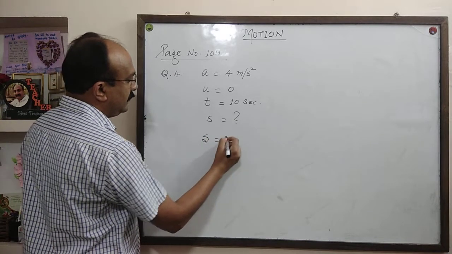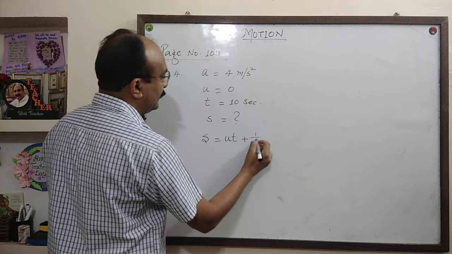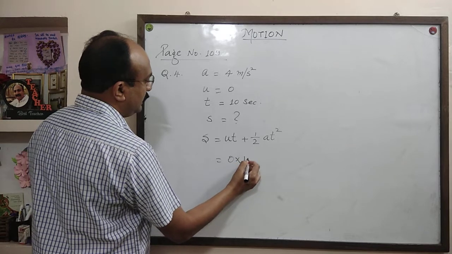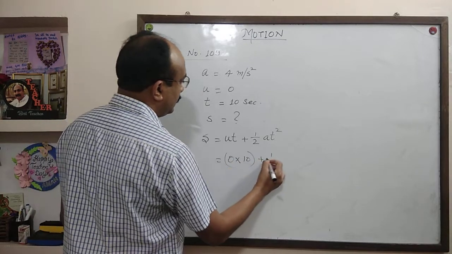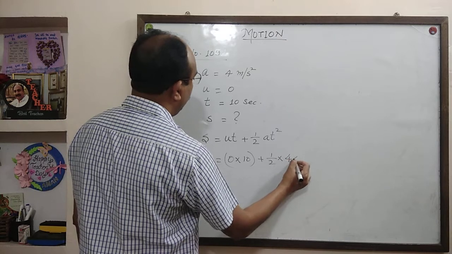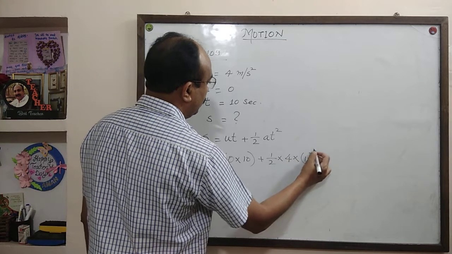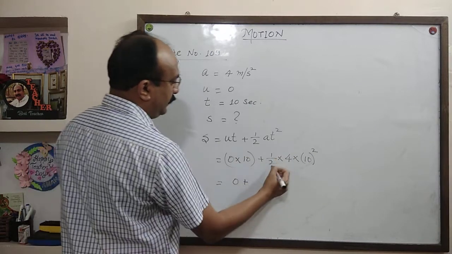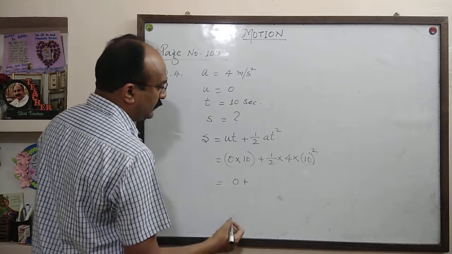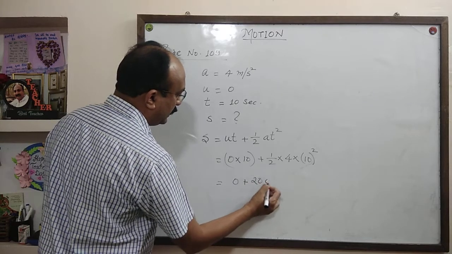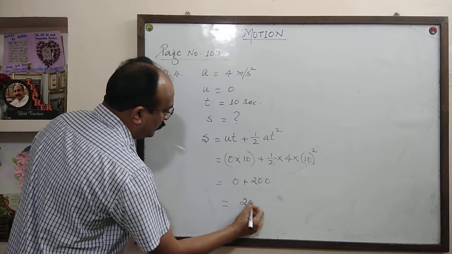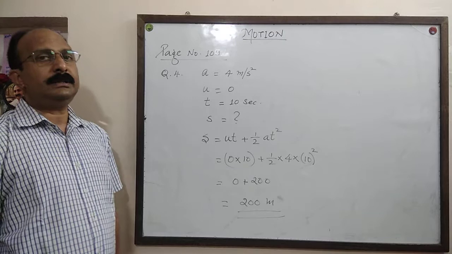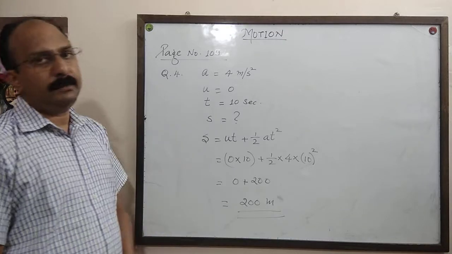So using the second equation of motion, S is equal to ut plus half at square, is equal to 0 into 10 plus half into 4 into 10 square. 0 plus half into 4 is 2, 2 into 10 square, 2 into 100, 200. So the answer is 200 meter. The distance travelled by the body is equal to 200 meter.